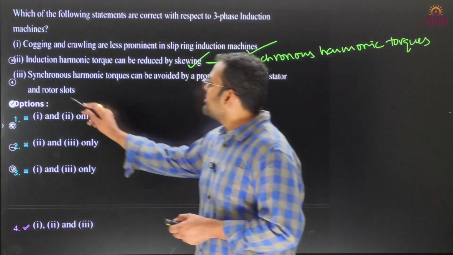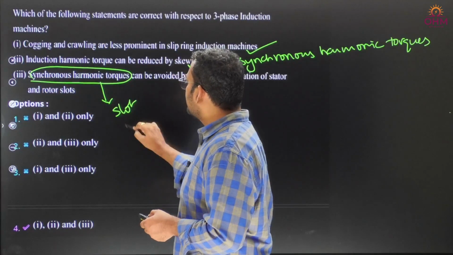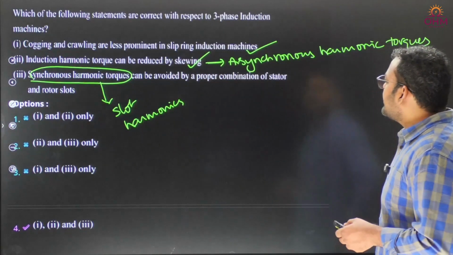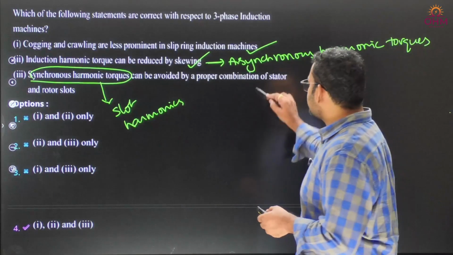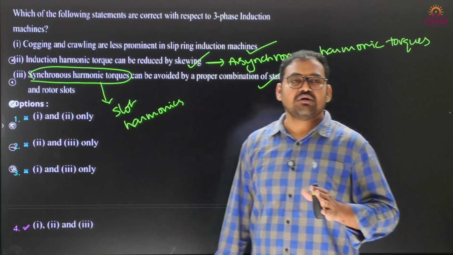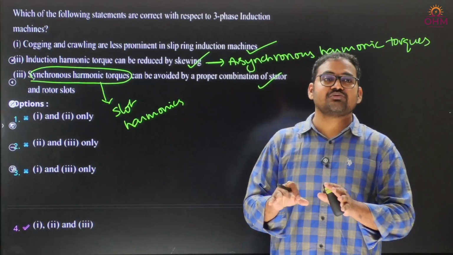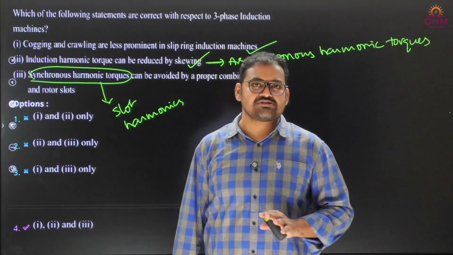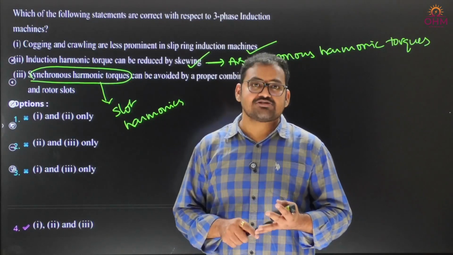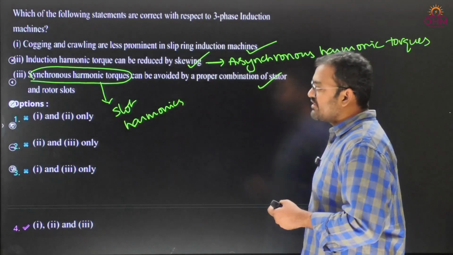Next, synchronous harmonic torques. Yes, synchronous harmonic torques means slot harmonics mainly. Slot harmonics can be avoided by proper combination of stator and rotor slots. Yes, this is also correct. And I told you slot harmonics are also one of the reasons to produce cogging and crawling phenomena in induction motor. See, because of harmonics only, cogging and crawling phenomena will take place. There are various techniques to remove harmonics from induction machine. Short pitch winding, fractional slot pitch winding, skewing, distribution of the winding, and proper selection of stator and rotor slots.